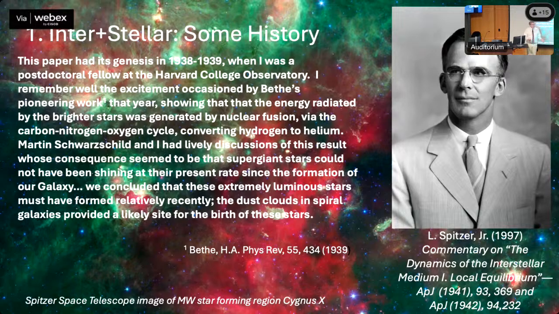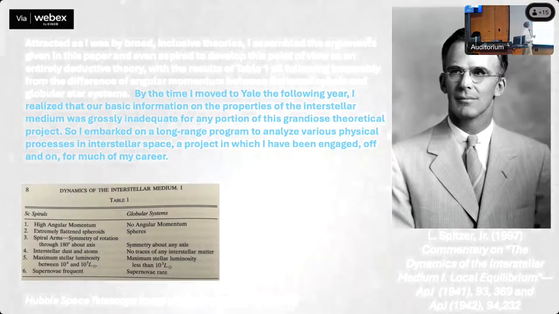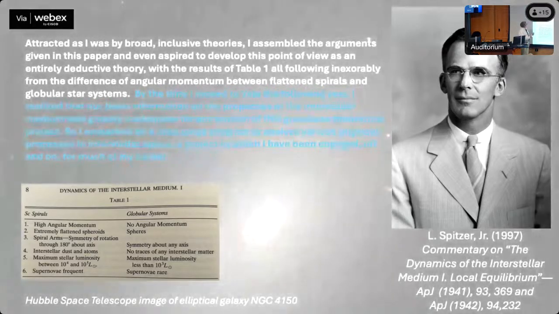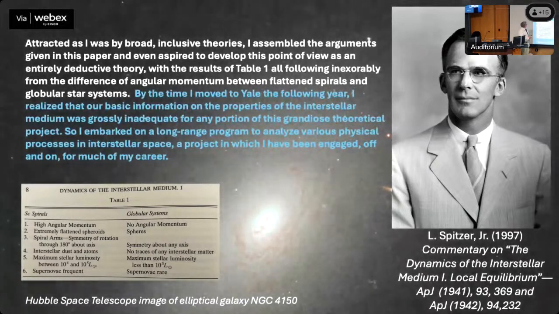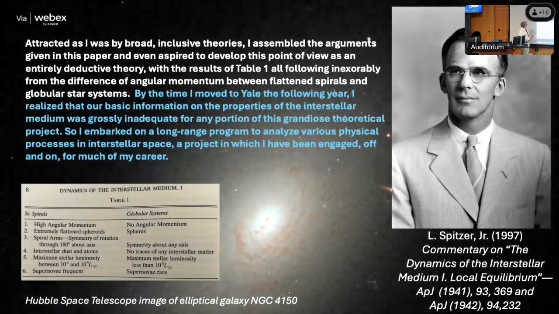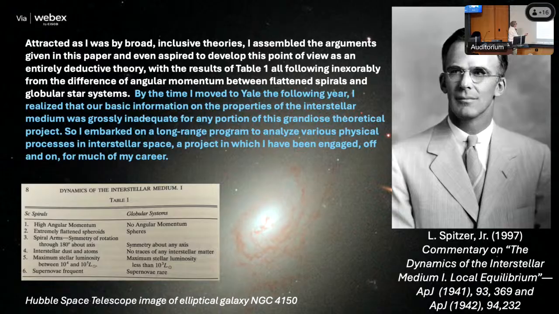He gave it to his colleagues. His colleagues said, you know, tone down the metaphysical introduction, and then he finally revised it, and it came out in 1941. But in the process of trying to build a model starting with the interstellar medium and ending up with the properties of stellar systems, he realized, as attracted as I was by broad inclusive theories, I assembled the arguments given in this paper, even inspired to develop this point of view as an entirely deductive theory with the results of table 1. This is table 1. All following inexorably from the difference of angular momentum between flattened spirals and globular star systems.